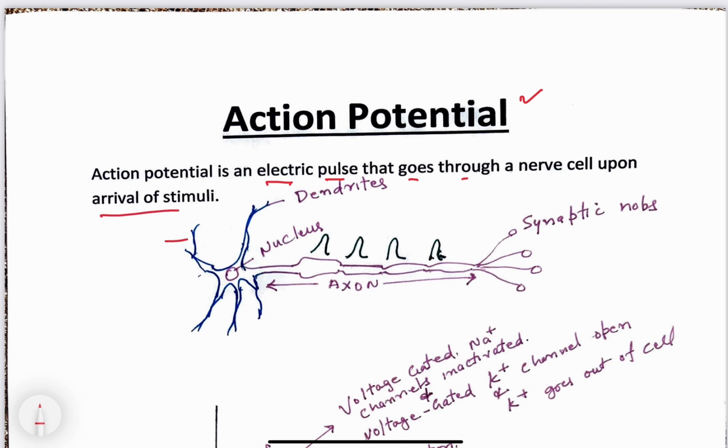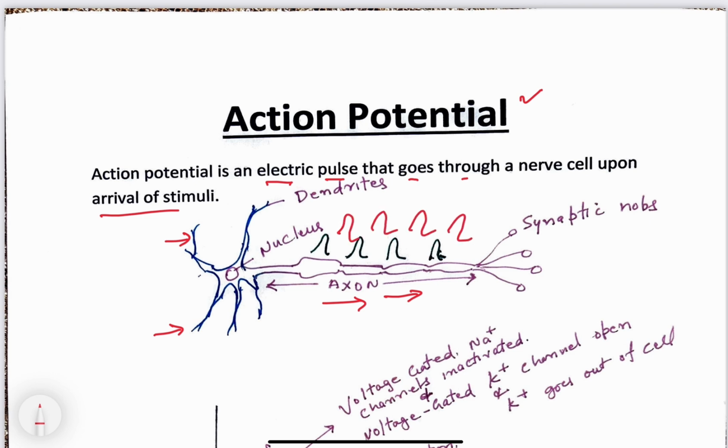So the stimulus comes here at the dendrite area. The dendrite area is those nerve fibers that receive a stimulus, and it generates that electric pulse throughout this axon region, and that electric pulse travels in this direction. So an electric pulse like this.